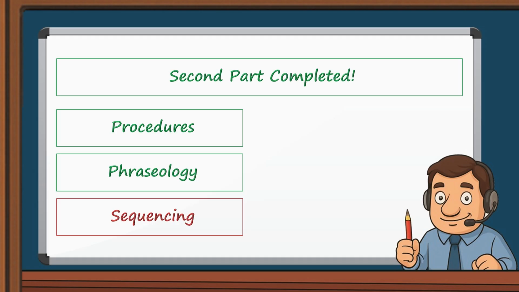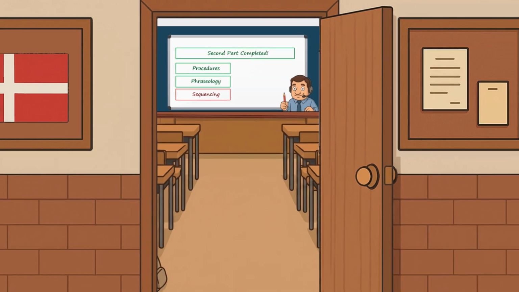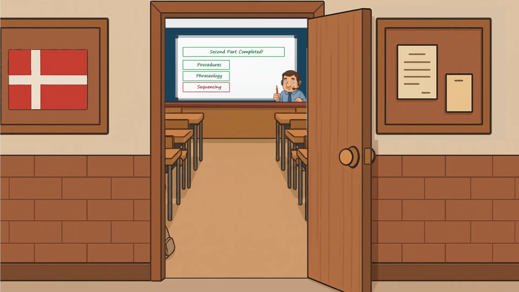That's the whole nine yards of phraseology. You're now two out of three. Now you just need the last one about sequencing, and then we are all done for the S3 pre-training. Thanks for watching. Class is dismissed.